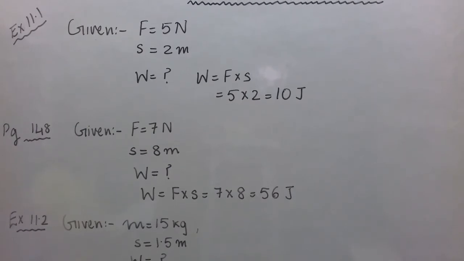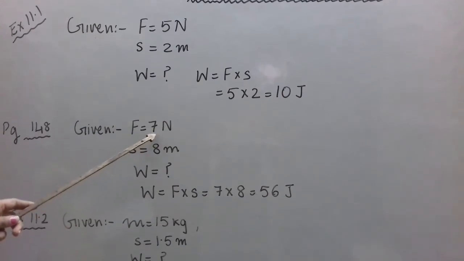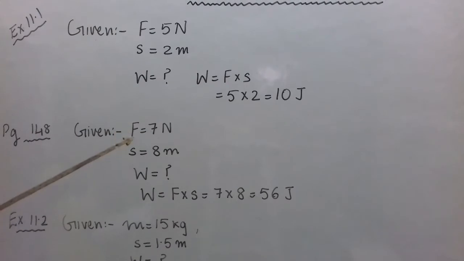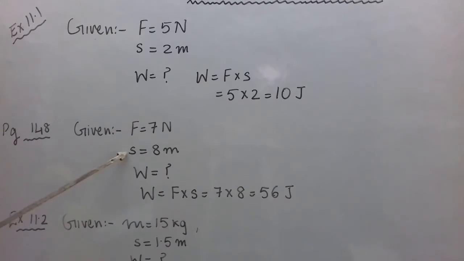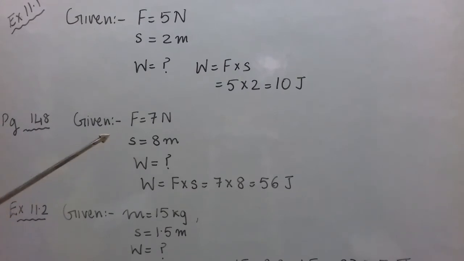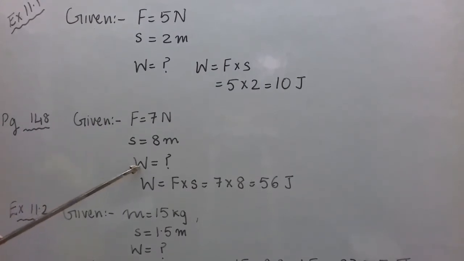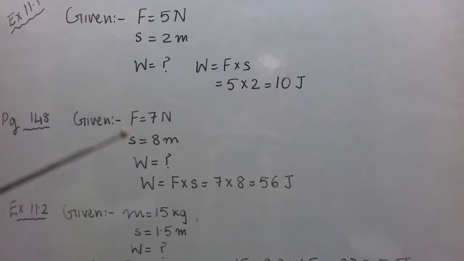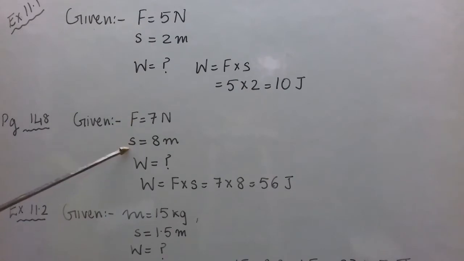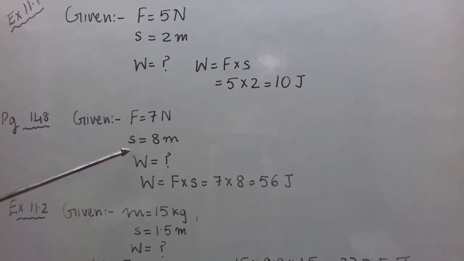Again in this case, what is given? A force of 7 Newton, F is 7 Newton, acts on an object and the displacement is say 8 meters. So displacement means S is 8 meters, in the direction of the force applied. You have to find out the work done. Remember, in both these numericals, the force acts till this displacement takes place. So throughout the displacement, the force acts on the body.